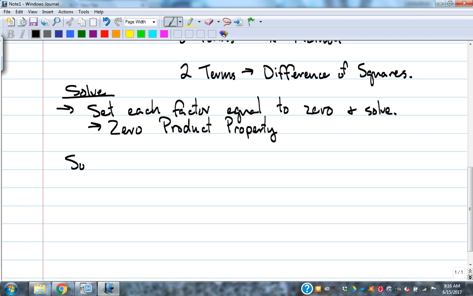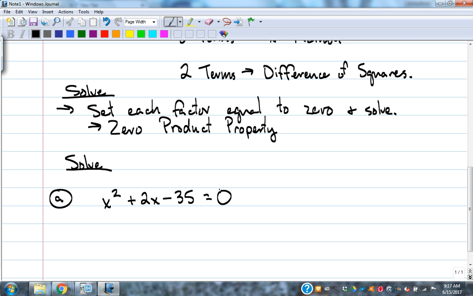So the instructions are going to be solve, and we'll start with one that maybe it's x squared plus 2x minus 35 is equal to 0.